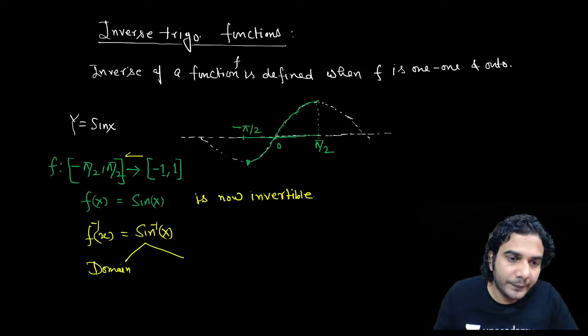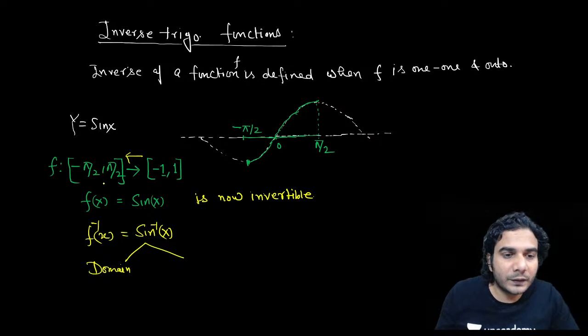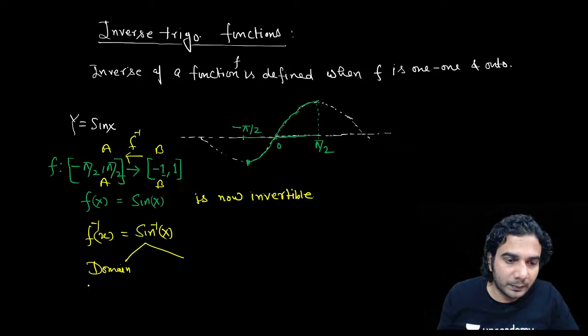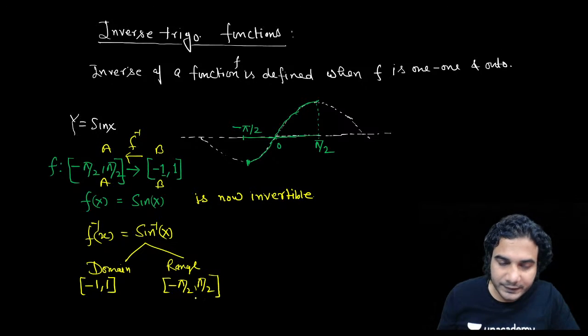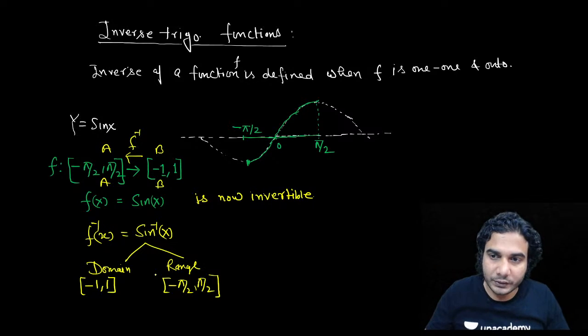The inverse function, which was from a to b, will now be from b to a. So b will become the domain and a will become the range. This is for f inverse. So the domain of sine inverse is minus 1 to 1, and the range of sine inverse will be minus pi by 2 to pi by 2. So this is the domain and range of the sine inverse function.